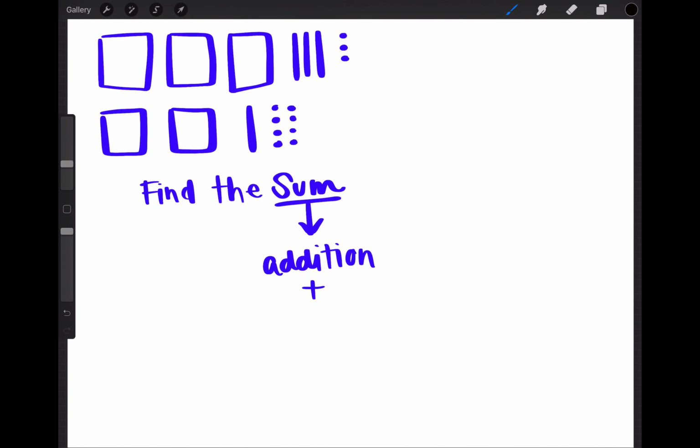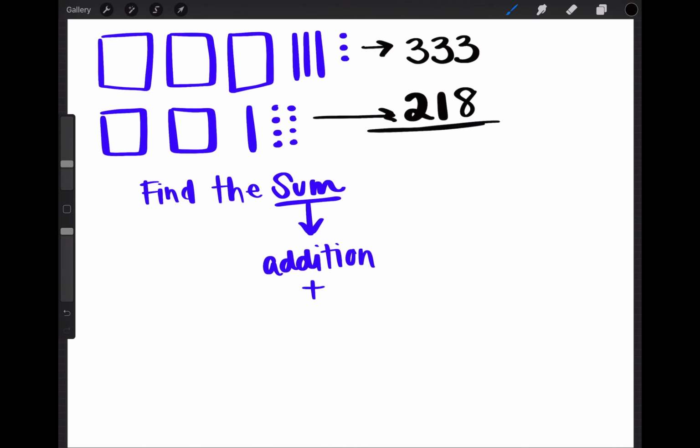Okay, let's solve it. So like I said, we had 3 hundreds, 3 tens, and 3 ones at our top. So if we're going to put that into expanded form, it's 300 plus 30 plus 3, which equals 333. Then down here, if we have 2 hundreds, 1 10, and 8 ones, that's going to be 218. And we're going to go ahead and add those up. So just right here, I'm going to draw it right here. And we're going to add.